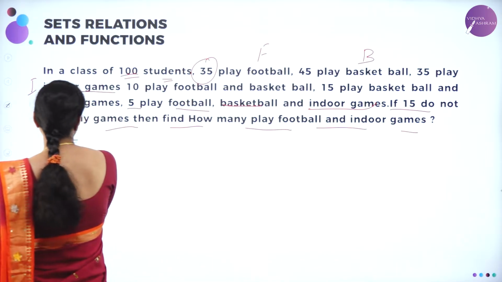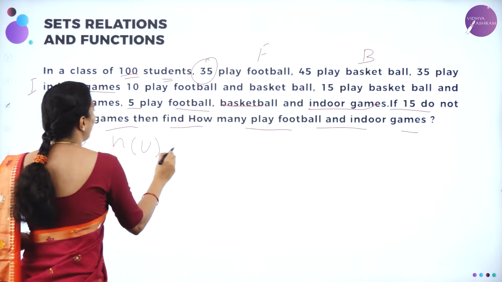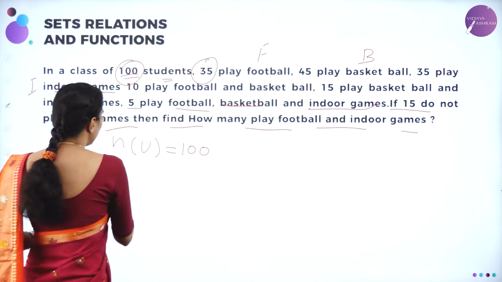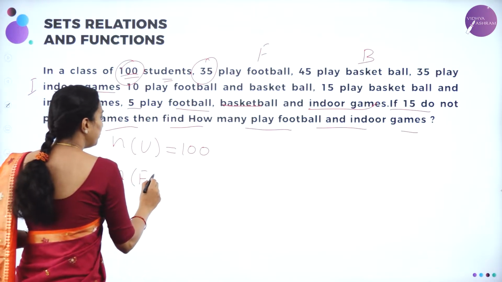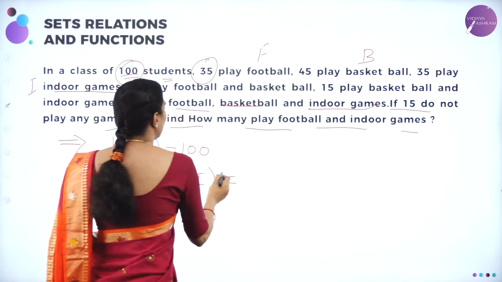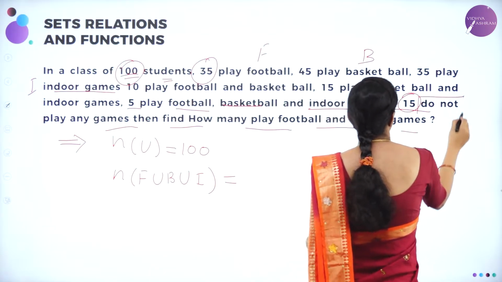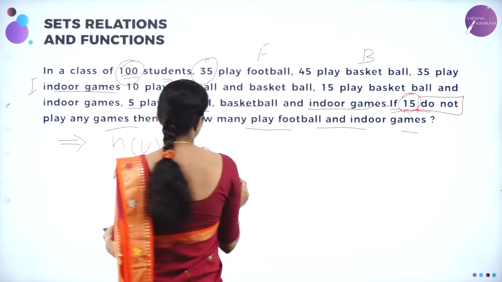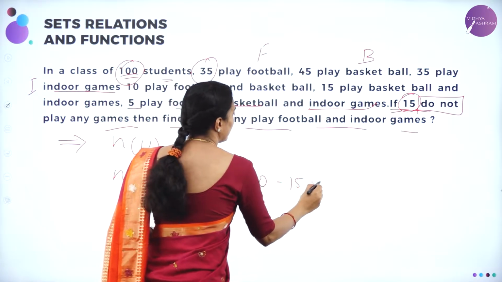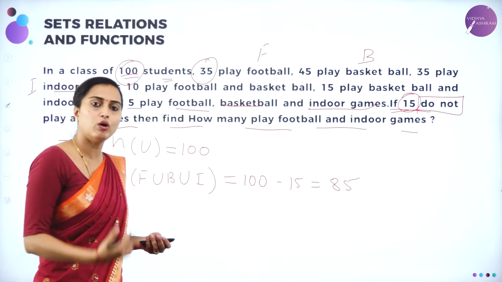What is that? So here we are going to write it as N of U, how many students? N of U will be equal to totally 100 students. Correct? Now what is N of F union B union I? It will be equal to how many do not play? You can observe here 15 do not play. 15 do not play means we should subtract from 100. 100 minus 15 gives you how much? 85. So 85 students will be playing all the games.